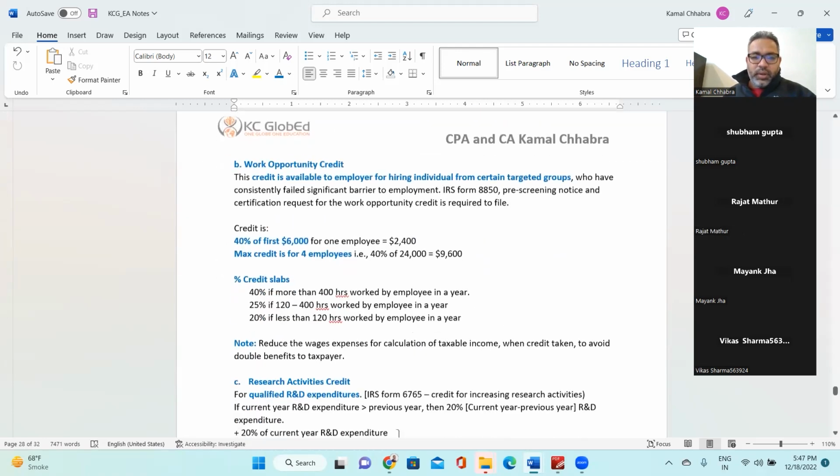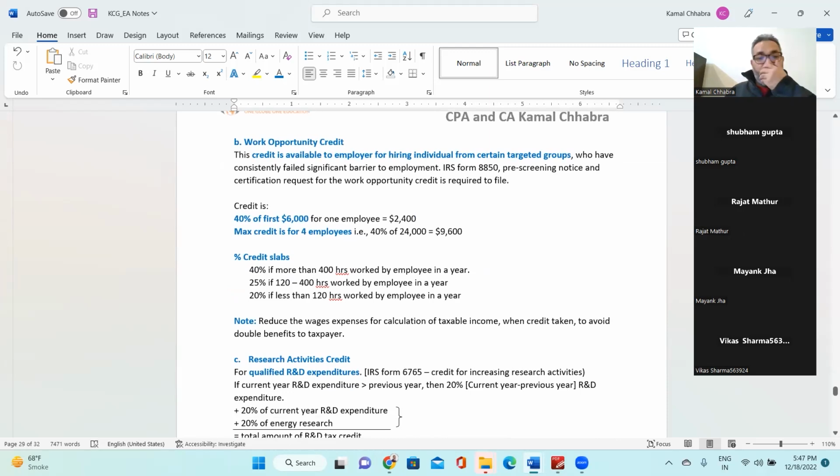Yes, sir. Okay. So the next one is the work opportunity credit. This credit is available to the employer for hiring individuals from certain target groups. Like in India, you might have heard the government of India has certain reserved quotas for SC, ST, OBC categories, right? In the same way in the US, they promote employers to hire from certain very underprivileged groups, who face significant barriers to employment.